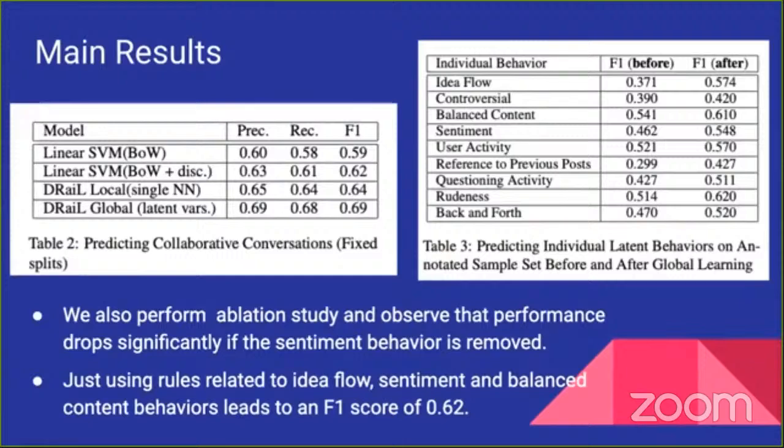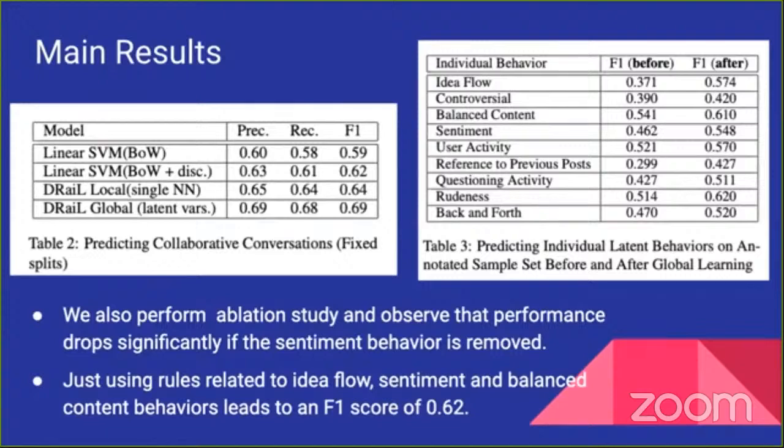The DERAIL global model consists of all the latent variable rules and the mapping of latent variable rules to the final conversation outcome. The DERAIL local model consists of a single rule mapping the raw conversational features directly to the outcome of a conversation. The linear SVM and other variant consist of bag of words features and bag of words features along with discourse features. We clearly see that the DERAIL global model outperforms the other 3 models by a large margin, as seen on the left.